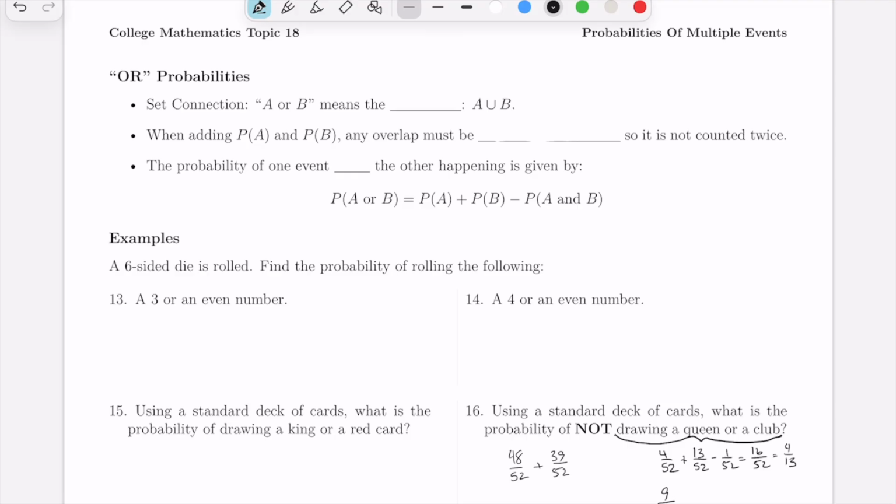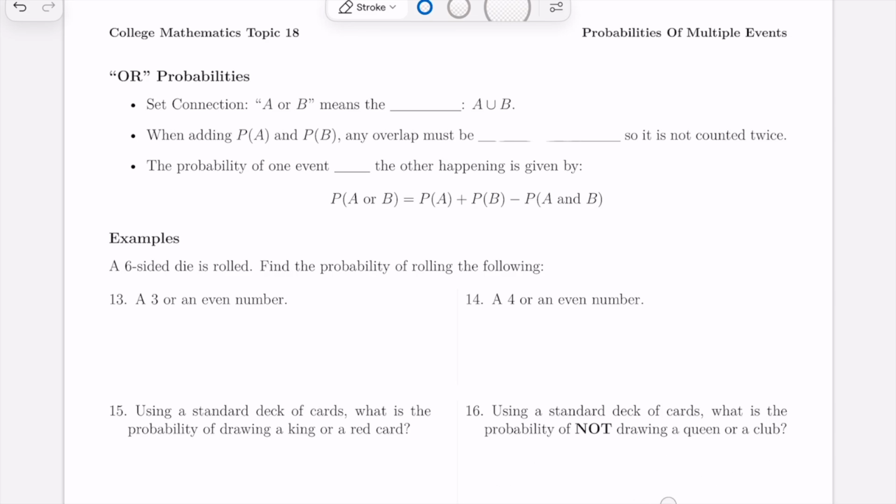All right, the last couple things for us to work on. A set connection back to what we did before: A or B is actually referring to the union. And when we add P of A and P of B, any overlap has to be subtracted. Just like when we did Venn diagrams, if we knew how many were in A and how many were in B and how many were in the overlap, we would always start in the overlap and then subtract to get the rest of the numbers. That's because those numbers in the middle got double counted.